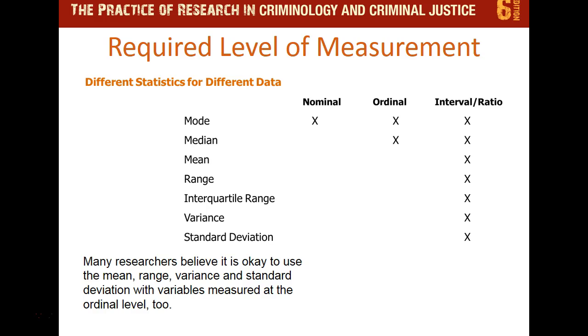So the different measures of your different data, and the level of variables that you would need: your mode would be your nominal, ordinal, and interval and ratio, so it's all levels. Your median, you can only do it with ordinal and interval ratios. Your mean, you've got to have numbers, so you can only do it with interval or ratio, and the same thing with all of your variances.